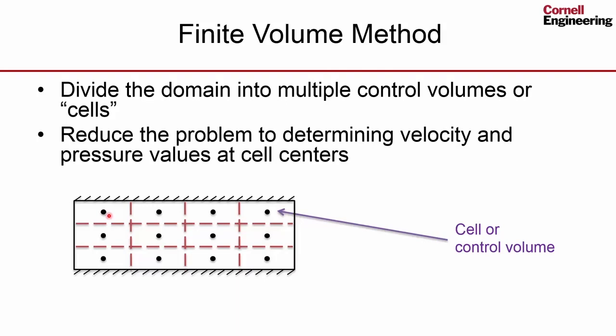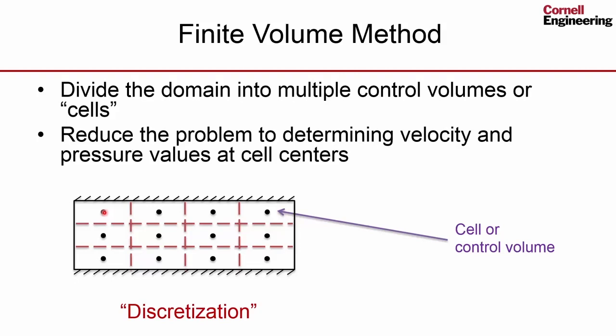And so we've gone from determining unknown functions to selected variables at selected points. This process is called discretization, where you're reducing the problem to determining just a finite set of values. Cell center values are approximations of the cell average values. And this particular flavor of the finite volume method is called the cell-centered finite volume method.